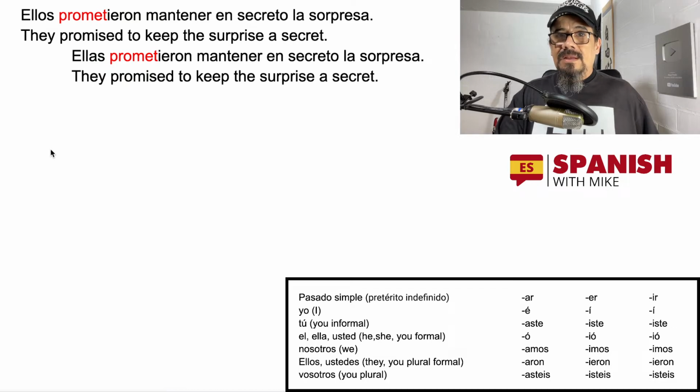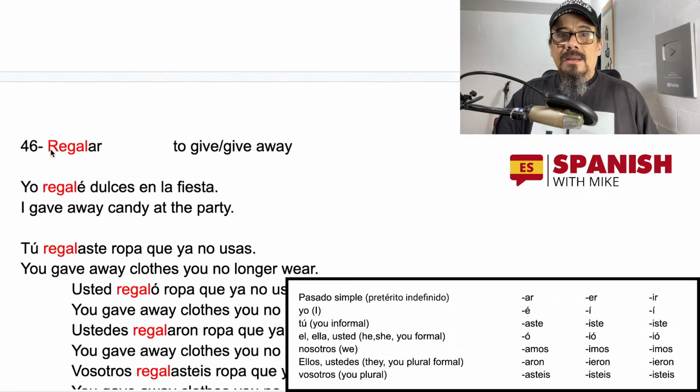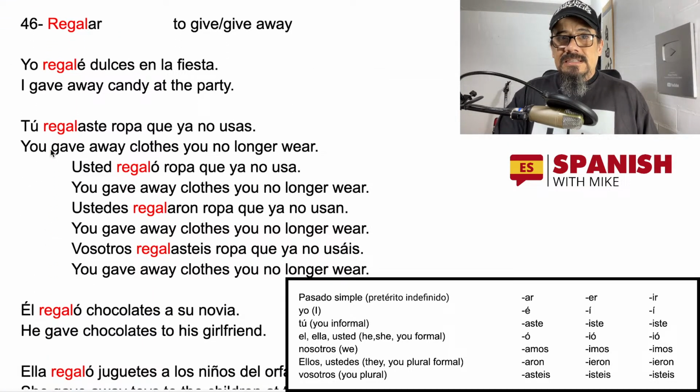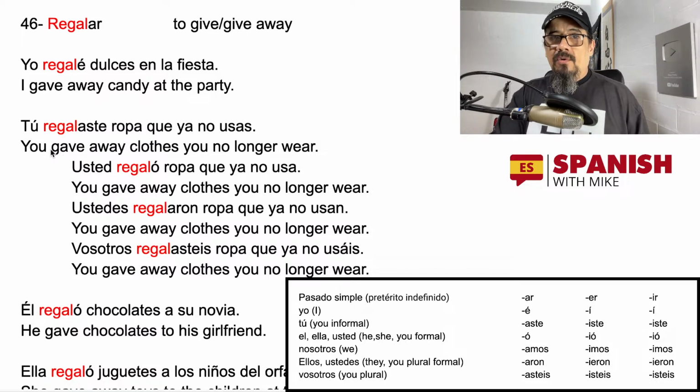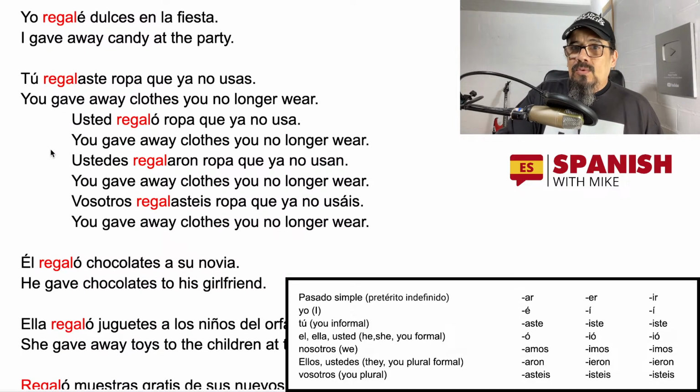And ellos prometieron mantener en secreto la sorpresa. They promised to keep the surprise a secret. Male. Ellas prometieron mantener en secreto la sorpresa. Female. Verb 46. Regalar. To give or to give away. Yo regalé dulces en la fiesta.